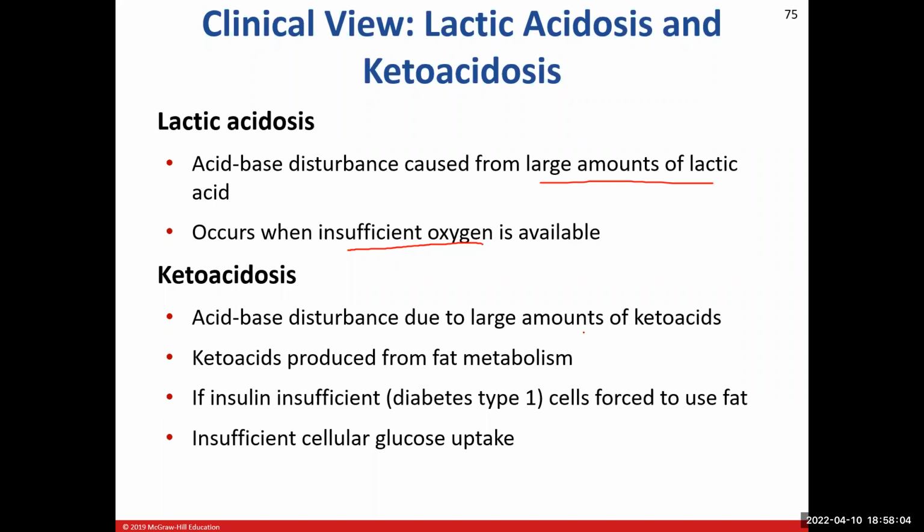Ketoacidosis is a result of large amounts of keto acids, which are produced from fat metabolism. Diabetics are at risk for this because they are unable to metabolize glucose. So the body's like, well, if I can't have glucose, I'm going to go after fat, and it will start to break down our fats. As a result, you will get an increase in those keto acids, contributing to that ketoacidosis, something you have to be on the lookout for.